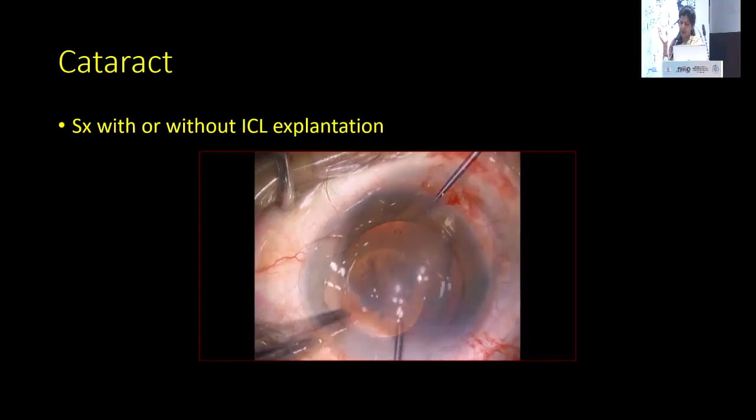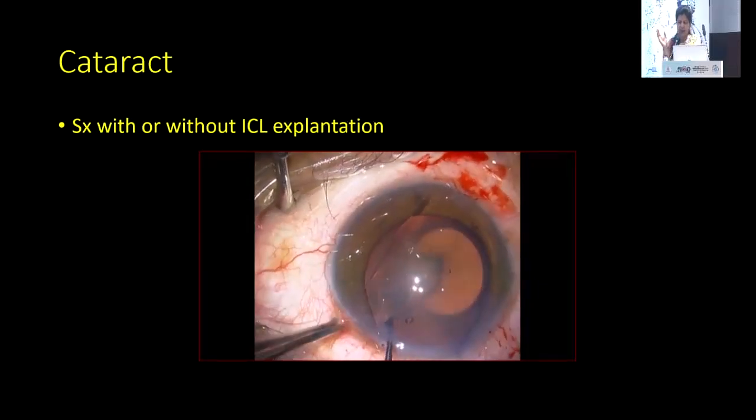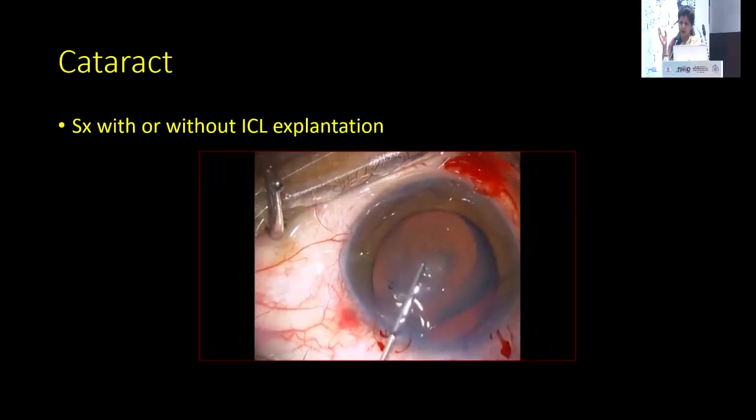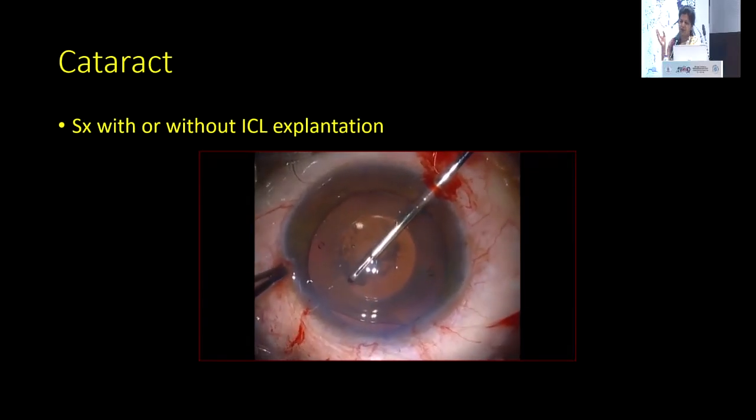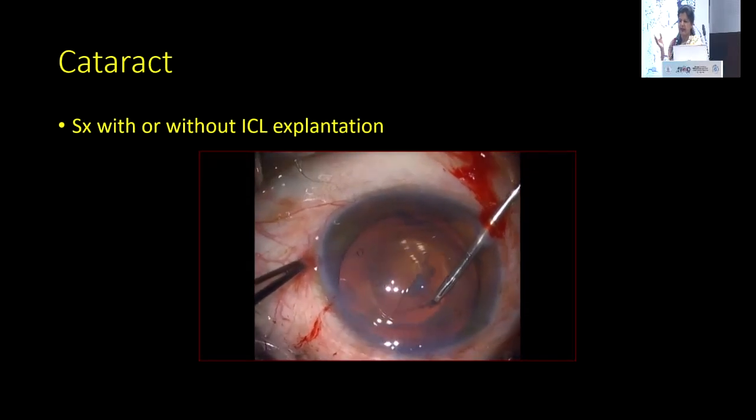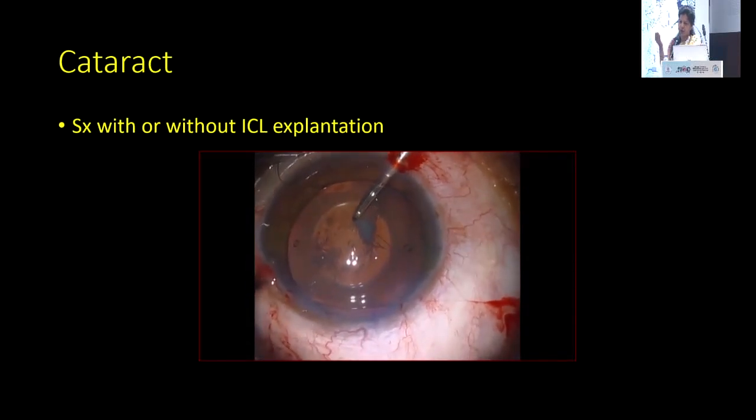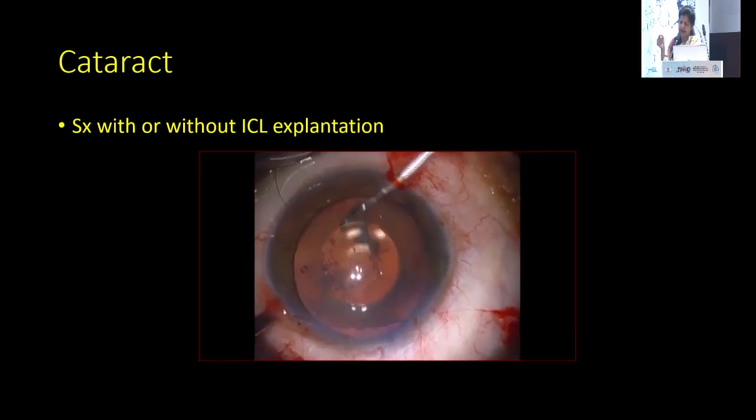Now, cataract may happen in any patient either spontaneously or with a low vault. Now, this was a high myope who had cataract following trauma. And here the IOL implantation was done after keeping the ICL in the anterior chamber above the iris. So you can see that capsulorhexis is being done under the ICL.